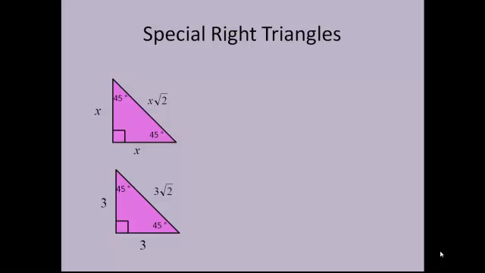The other special right triangle is the 30, 60, 90 right triangle. So the smallest side is always across from the 30 degrees, and the hypotenuse is always twice that side. The side across from the 60 degrees is the smallest side times root 3. So let's take a look at an example.